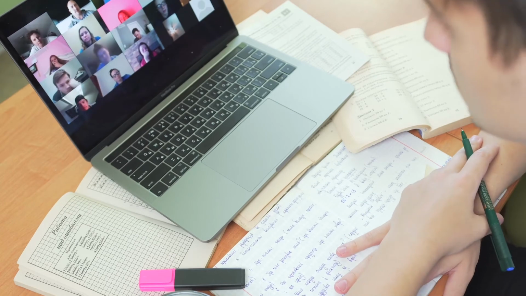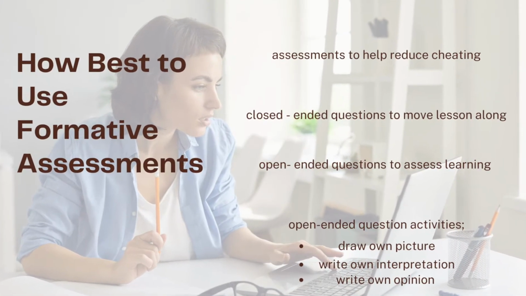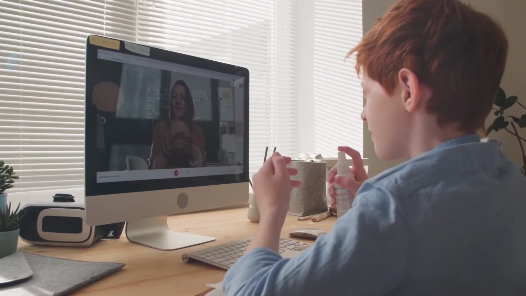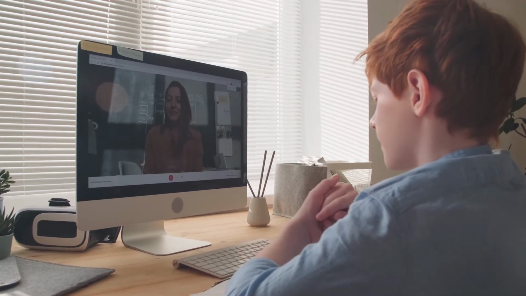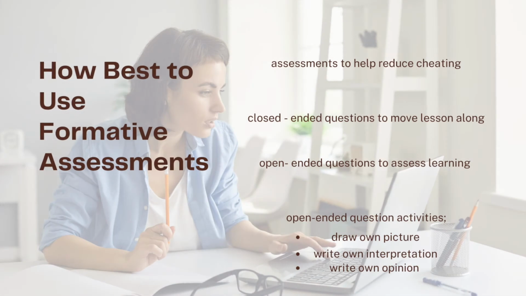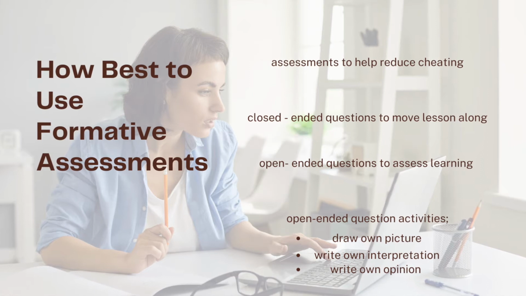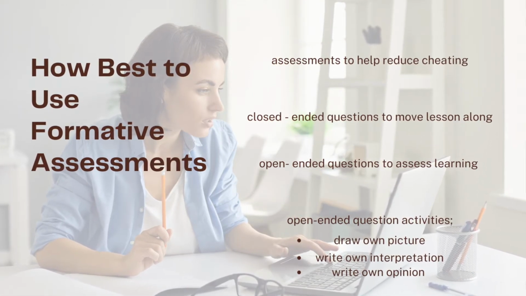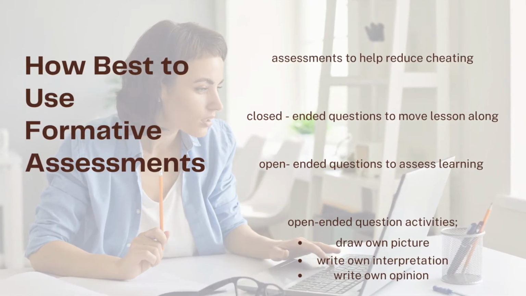The answer is to have more open-ended questions over closed-ended questions. Closed-ended questions have direct answers and begin with what, where, when. Open-ended questions begin with how or why and are known as critical thinking questions. Open-ended questions are harder to cheat from than closed-ended questions because the answers are unique to the individual.